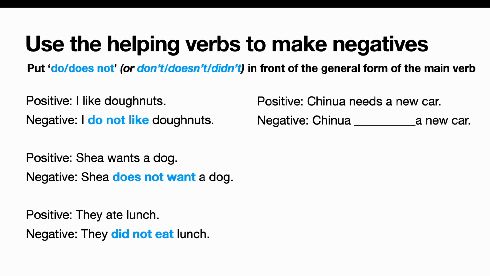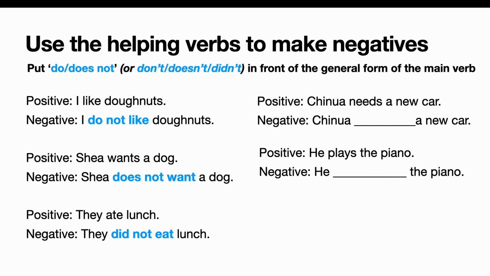Chinwa needs a new car. Right, so needs is the simple present form. We'll add a helping verb. So the correct helping verb to use with a singular subject in the present tense would be does. Then we add not after it. And then we have to change needs back to its general form, which is just need. So Chinwa does not need a new car.